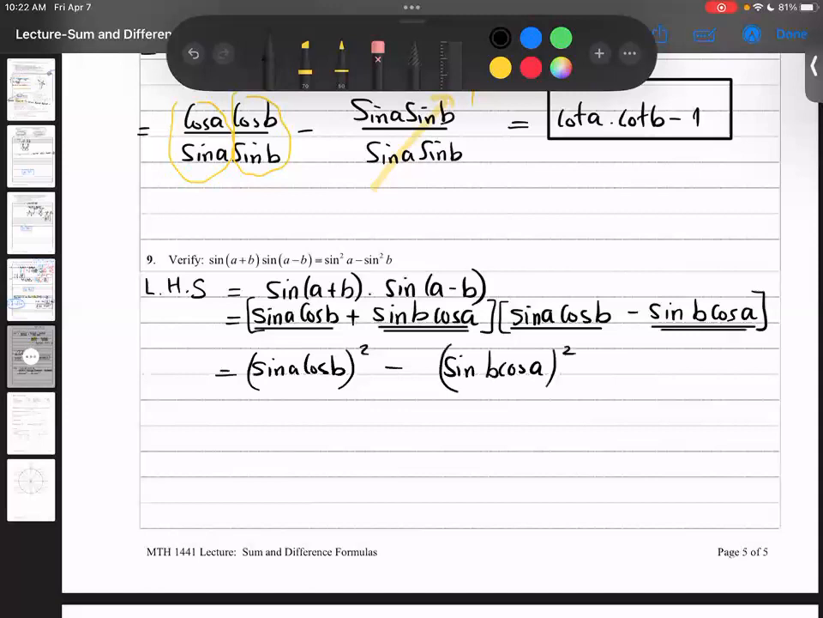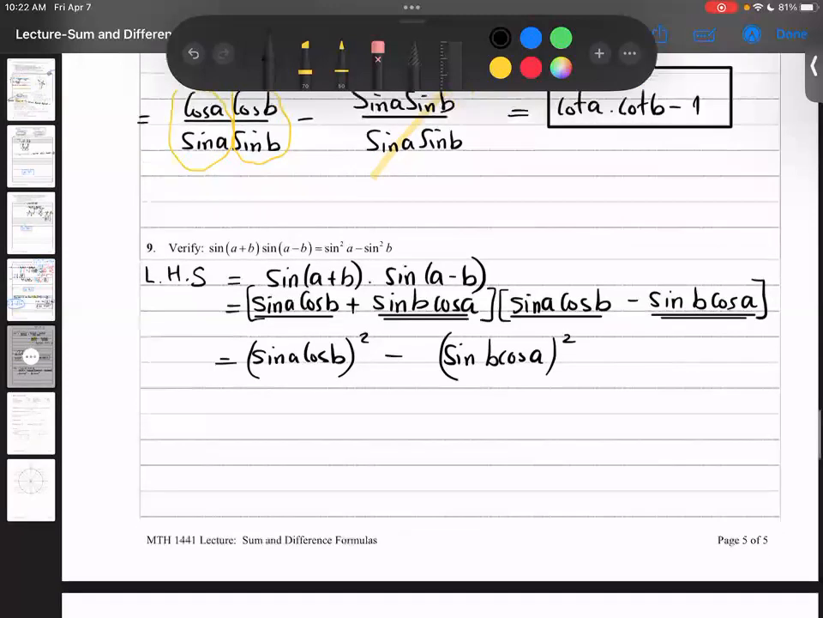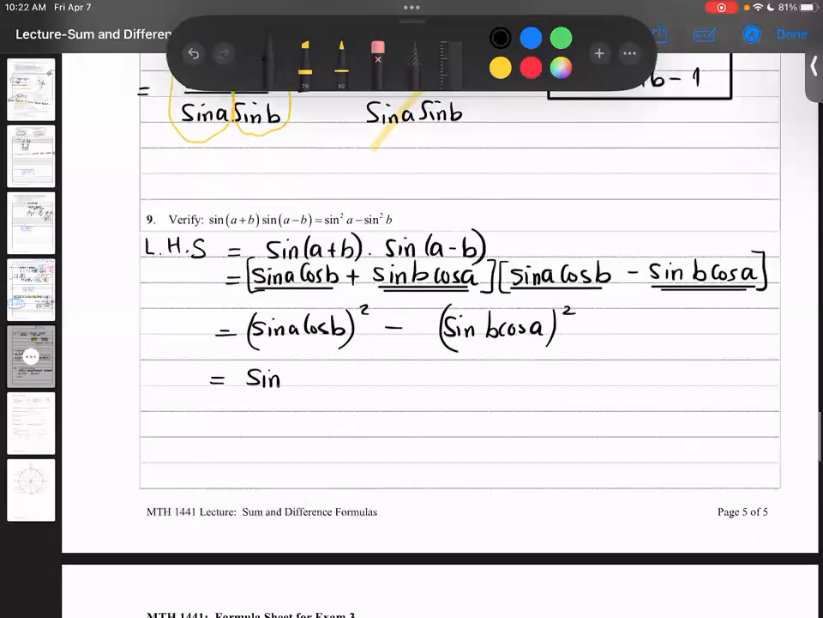Watch out for these, okay? On the exam, you panic, very easy to make mistakes. I can rewrite this as this. If I distribute the square, it's gonna be sine squared A cosine squared B, minus sine squared B cosine squared A. Remember, these are one thing. Don't treat them as individual. This is not sine times A, it's sine of A. Those are one thing. Think of it, that's your purse. That's your backpack. Belong to you.